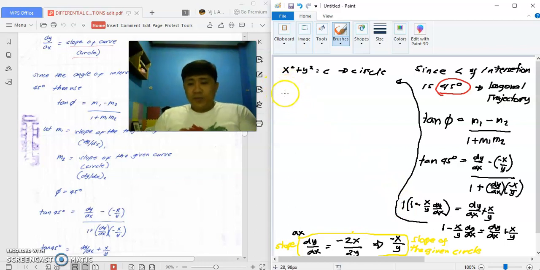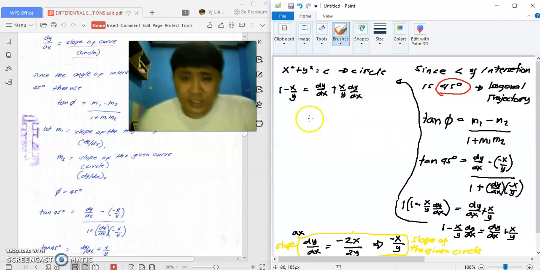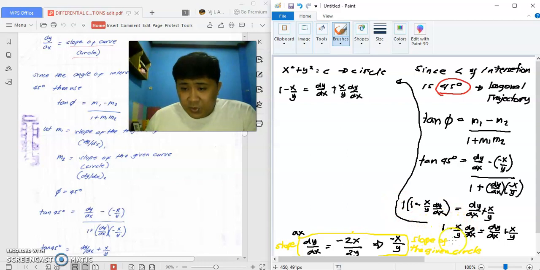we now look into the common. So from here, we have dy over dx, dy over dx. So let's just change it. We have 1 here. I transpose the negative x over y dy over dx to the other side, and this one to the other side, the x over y. So you have x over y equals dy over dx plus x over y dy over dx. Sir, how does it happen? I've just transposed this negative x over y dy to the other side. So we have dy over dx plus x over y dy over dx.